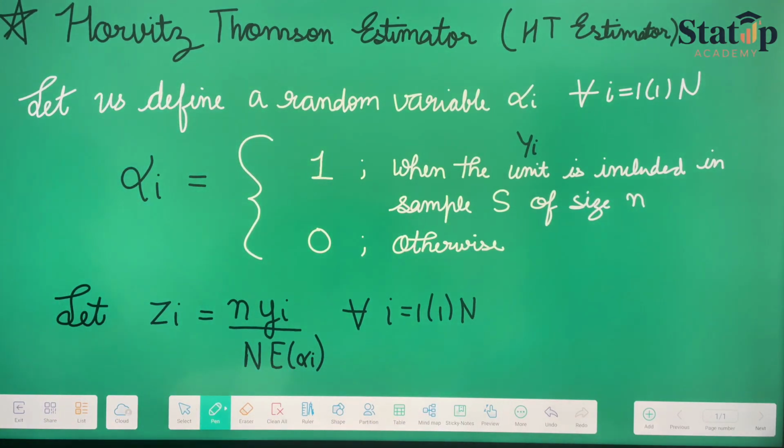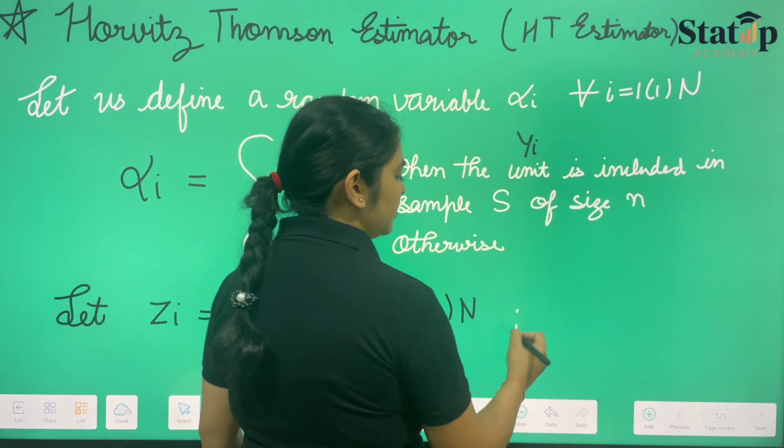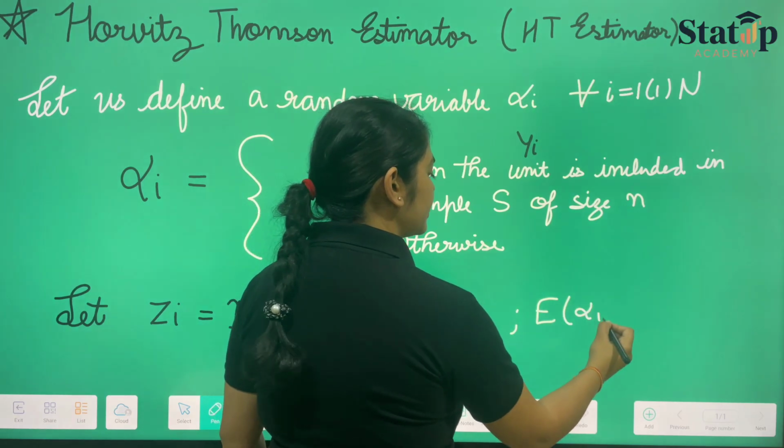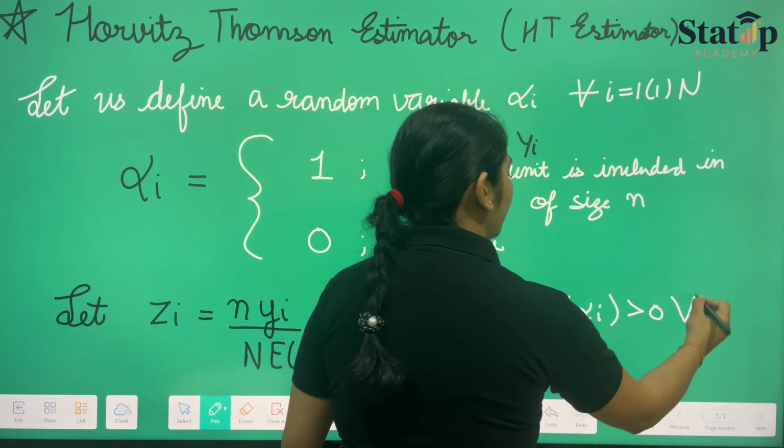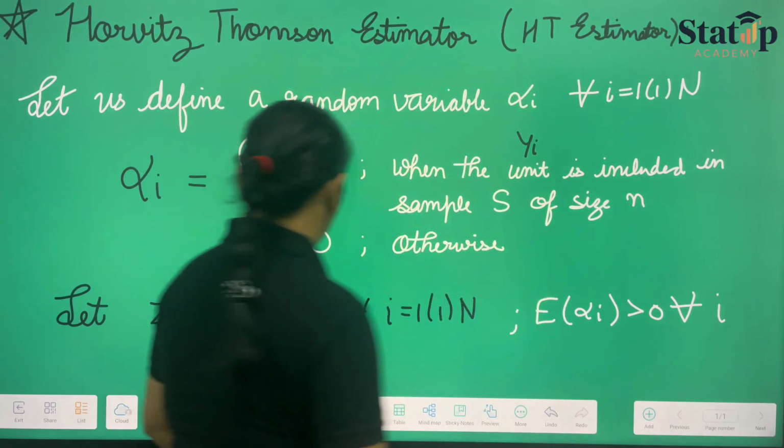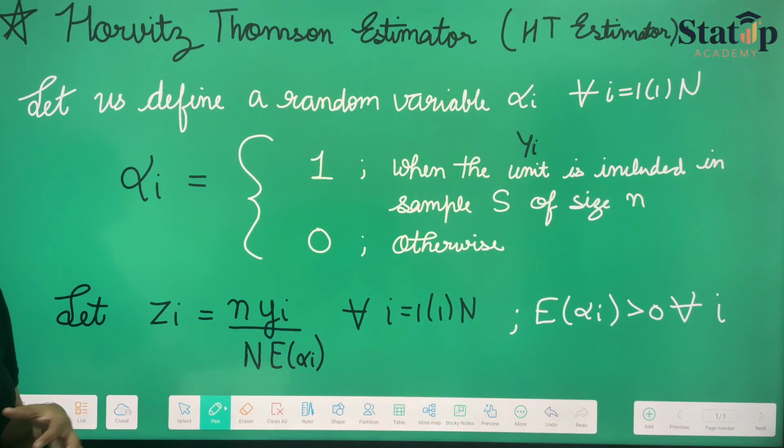Here this is our estimator, denoted by zi, and its formula is small n yi upon capital N times the expectation of alpha i, where we can say that the expectation of alpha i is greater than 0 for all i, because if it is equal to 0, this will become infinite, which we don't want, or which might hinder our process of calculating the estimator. So this is the procedure.